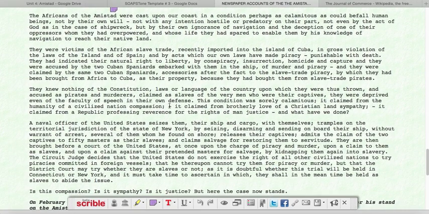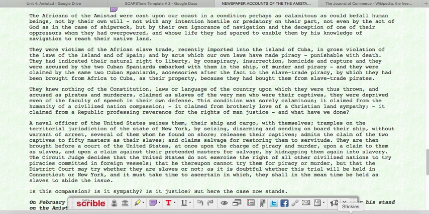Here we go. The Africans of the Amistad were cast upon our coast in a condition perhaps as calamitous as could befall human beings, not by their own will, not with any intention hostile or predatory on their part, not even by the act of God as in the case of shipwrecked, but by their own ignorance of navigation and the deception of one of their oppressors whom they had overpowered and whose life they had spared to enable them by his knowledge of navigation to reach their native land.